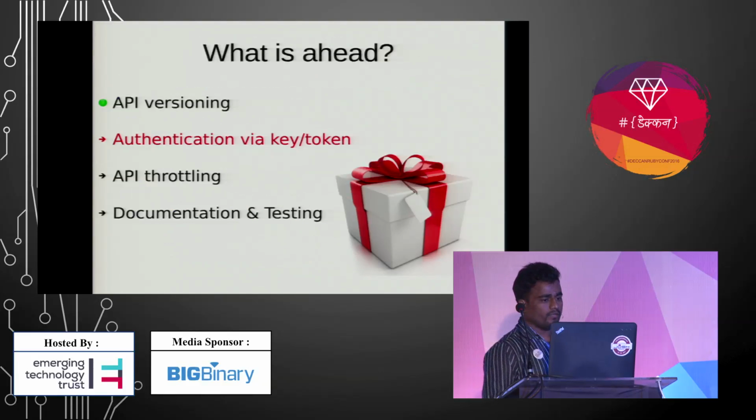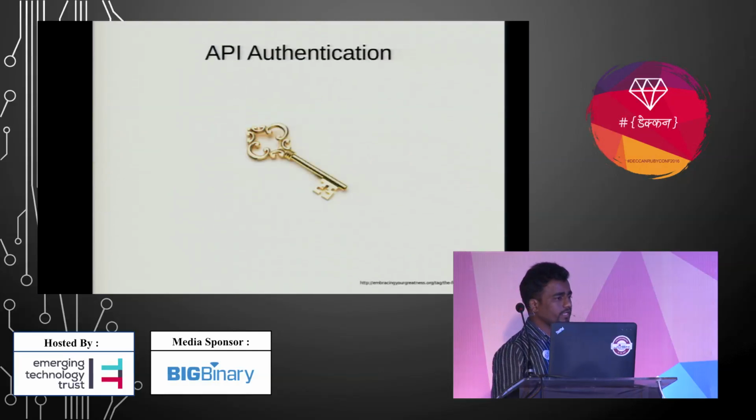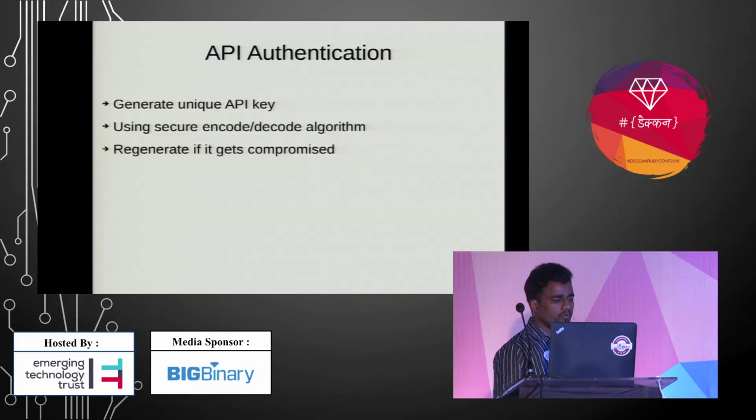So after versioning, let's see our next feature addition to the API, that is authenticating APIs. Authentication is key when you are building APIs, and your API should generate a unique key for each client or user using some secure encode/decode algorithms, and it should have a mechanism to regenerate your API key if it gets compromised, and it should be transferred securely between your client and the server.